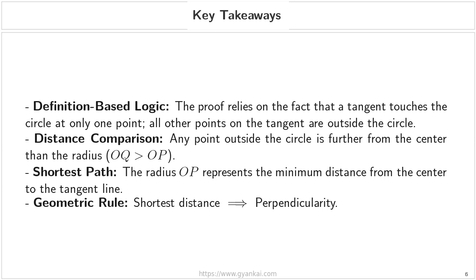Now that we have walked through the formal proof and seen how the bicycle wheel analogy helps us visualize the concept, let's pause and summarize the key takeaways from this lesson to ensure you have a solid grasp of the logic. Keep these 4 pillars in mind, because in our next slide, we will discuss some common pitfalls and mistakes that students often make when attempting similar geometric proofs.